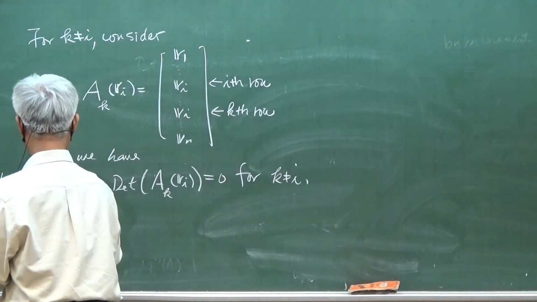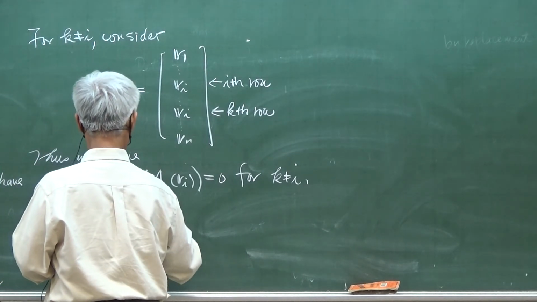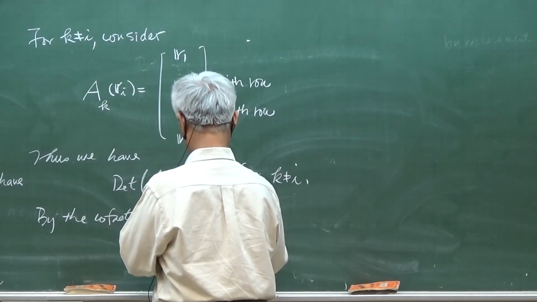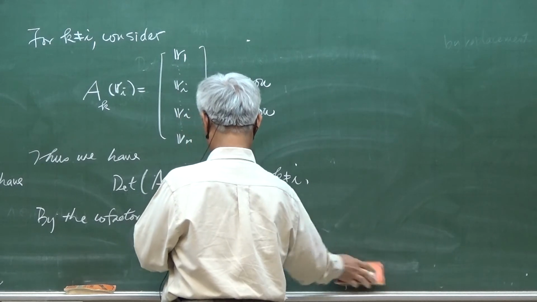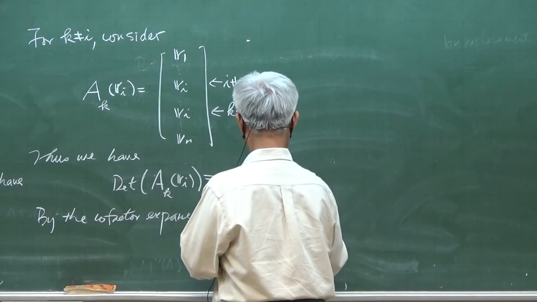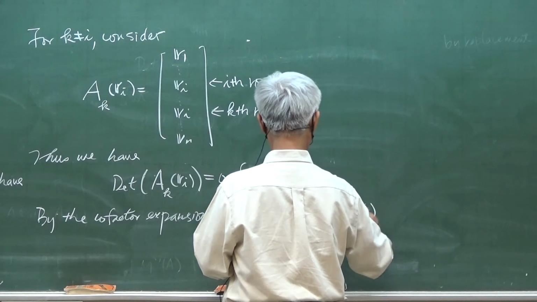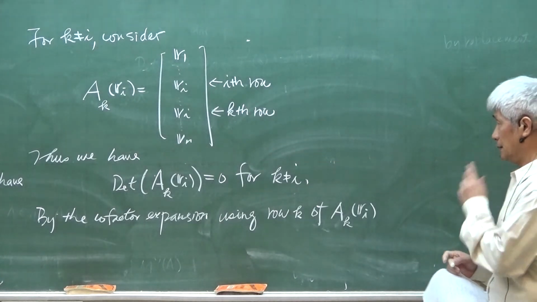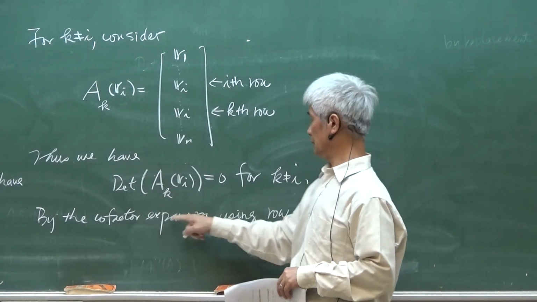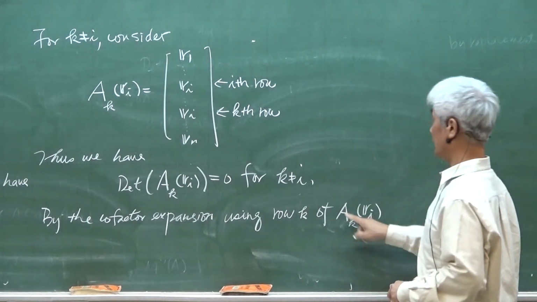Now, by the cofactor expansion using row K of A_K,i. Alright, so now we will, because the determinant can also be computed, again, by cofactor expansion using the Kth row of this matrix.